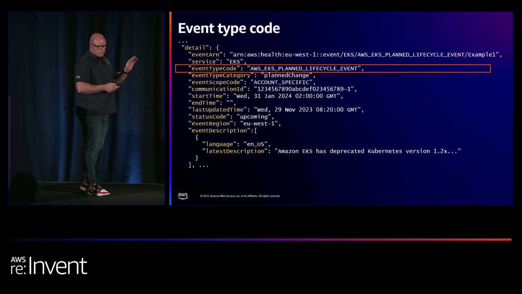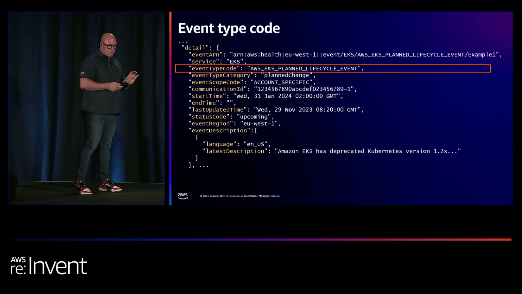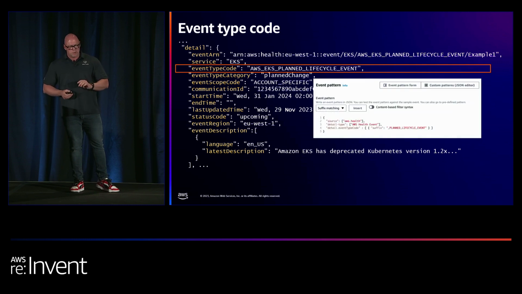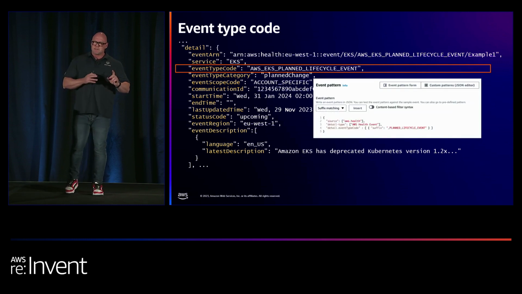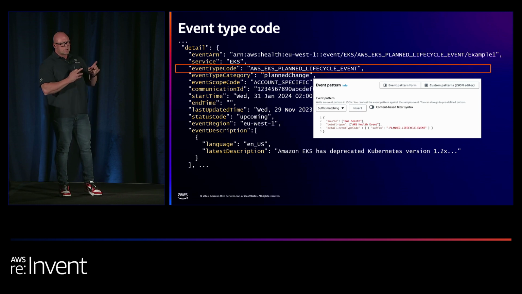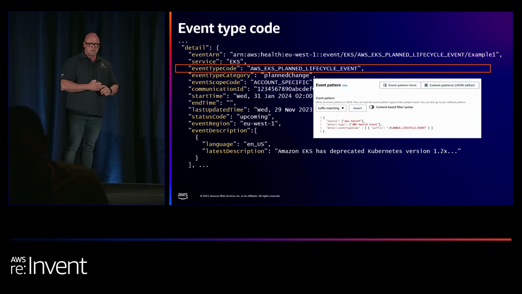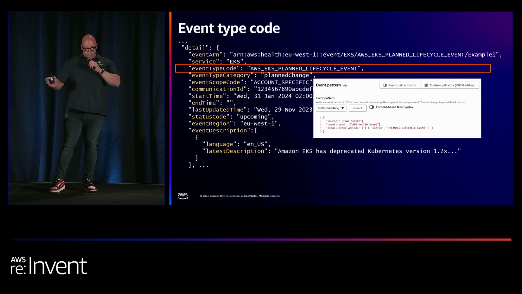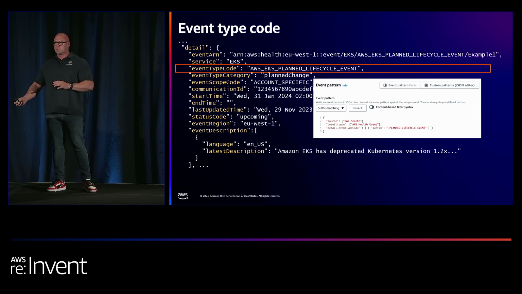So as before, you'll find the event type codes, and these will have the planned lifecycle event suffix. But a really neat thing that you can do on EventBridge now, using the suffix matching pattern, is create a rule to capture all planned lifecycle events. And then you can use that rule to send those events to a different target for specialized processing.